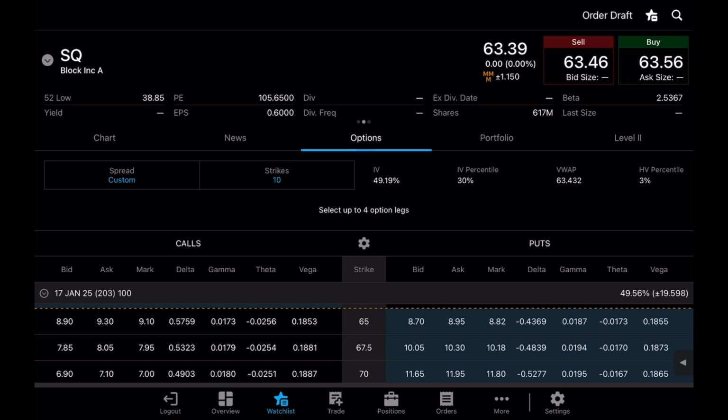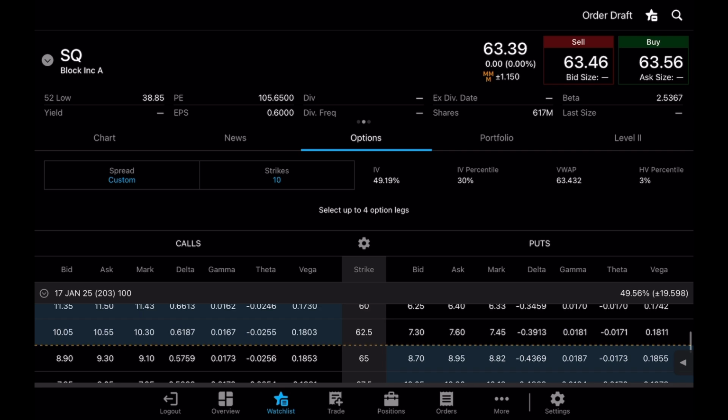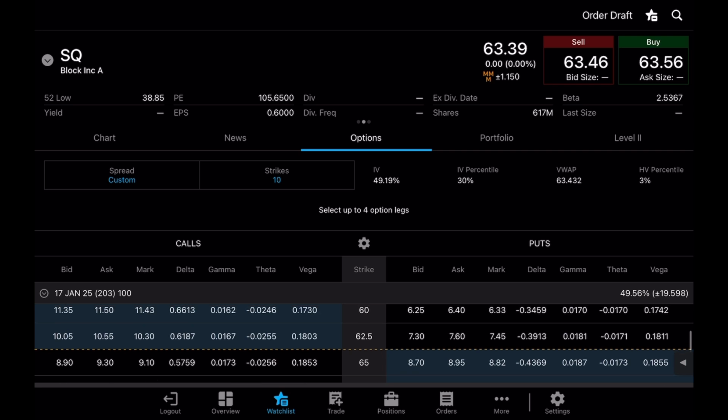Okay, so again, I'll do the same thing and look at the puts. If it's under $63 now, look at the strike price for $62 or look at it for $60.